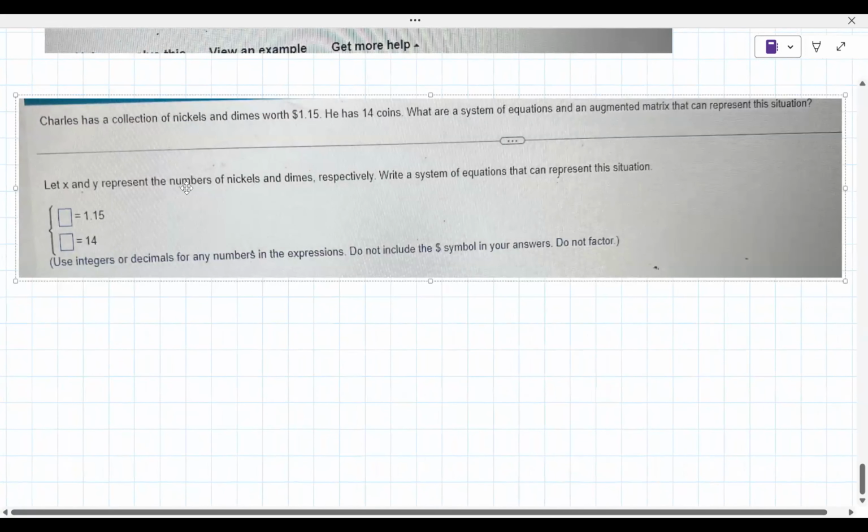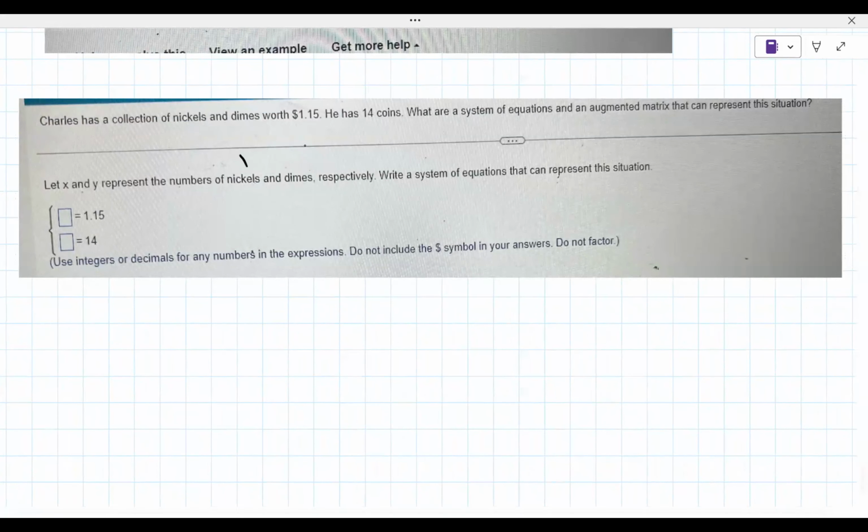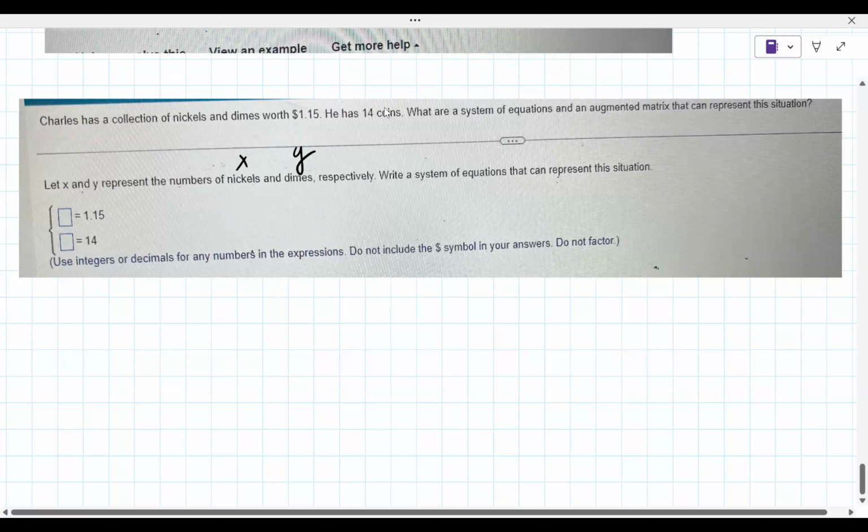Okay, so let x and y represent the number of nickels and dimes. x is the number of nickels, y is the number of dimes. Write a system of equations that can represent the situation. Charles has a collection of nickels and dimes worth $1.15. He has 14 coins. What are the systems of equations? Then an augmented matrix. So there are always two equations. There's the total equation, which is more like the quantity equation.